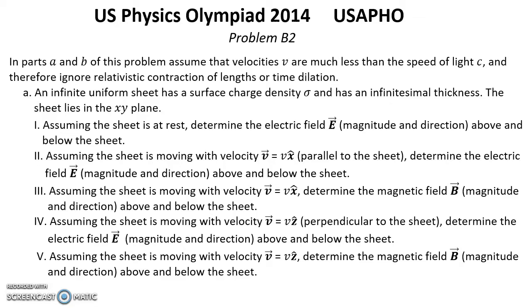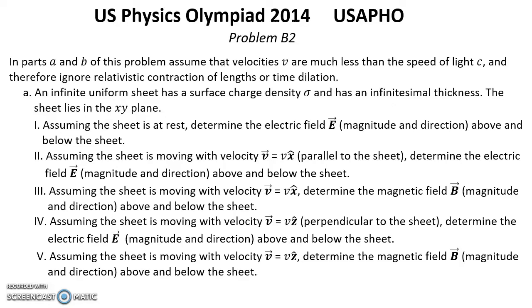US Physics Olympiad, year 2014, USAPHO. Final exam. Problem B2. In parts A and B of this problem, assume that velocities v are much less than the speed of light c, and therefore ignore relativistic contraction of length or time dilation.